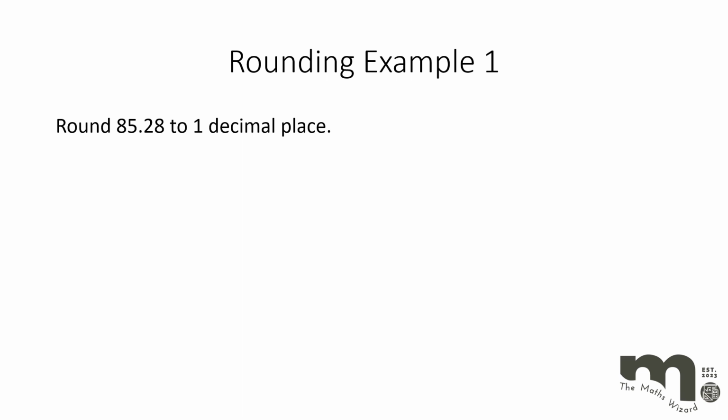So your first question says: round 85.28 to 1 decimal place. What this means is when you're rounding to 1 decimal place, you're going to be left with just 1 digit after your decimal point. To round this accurately, you need to look at your second digit after your decimal point.